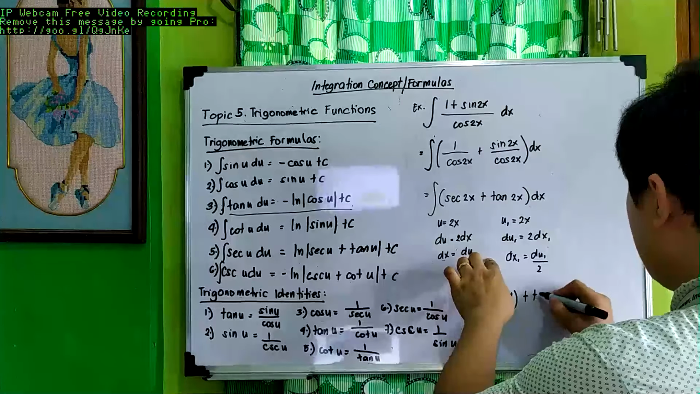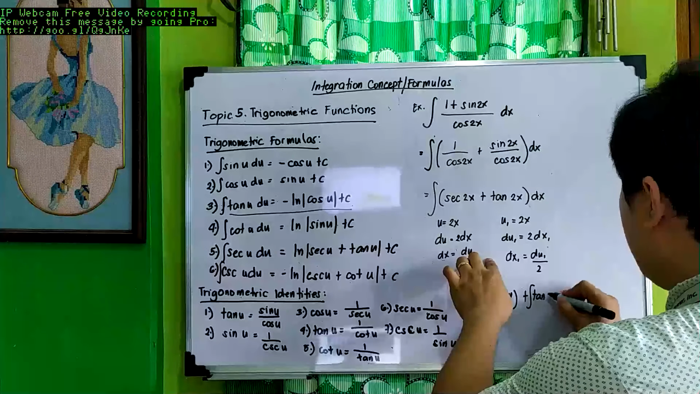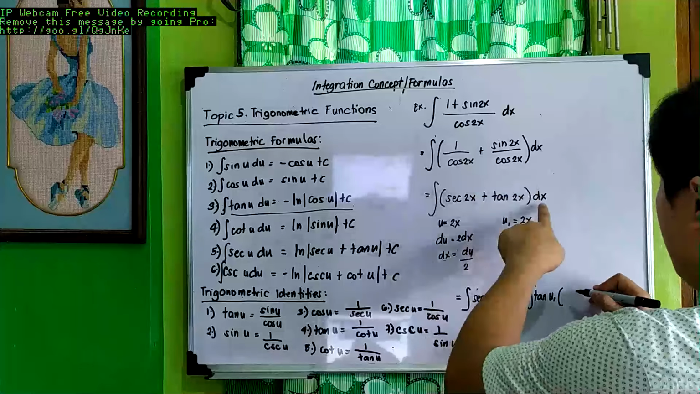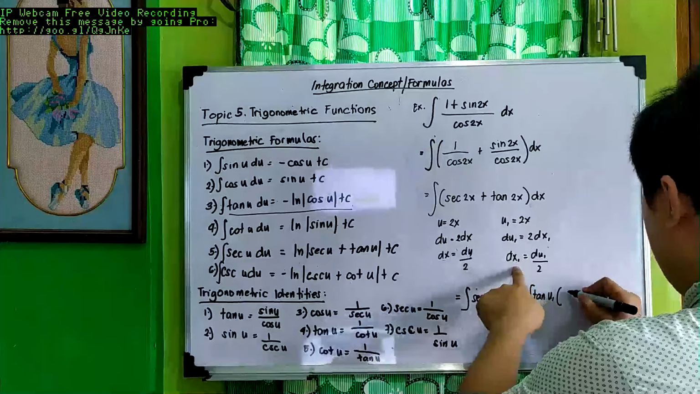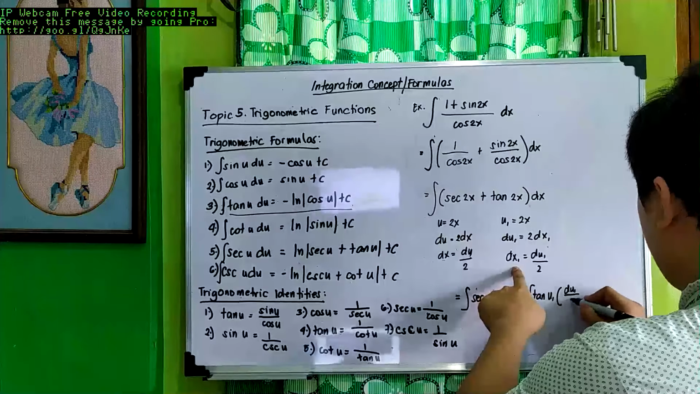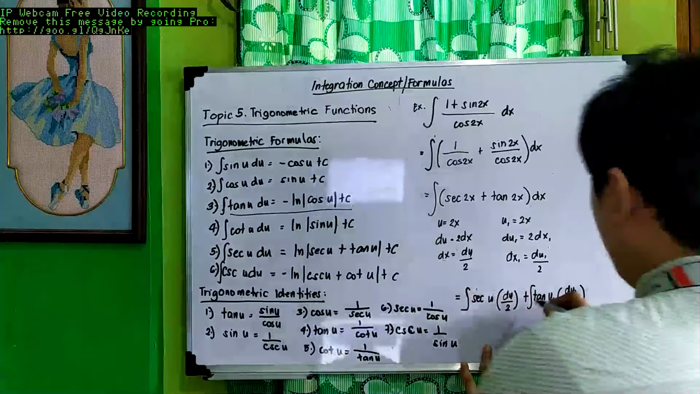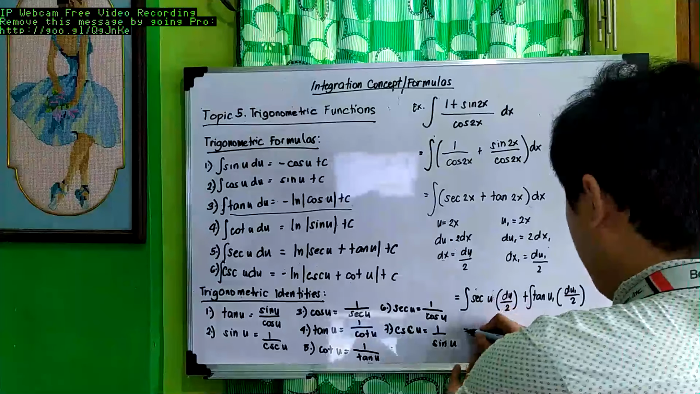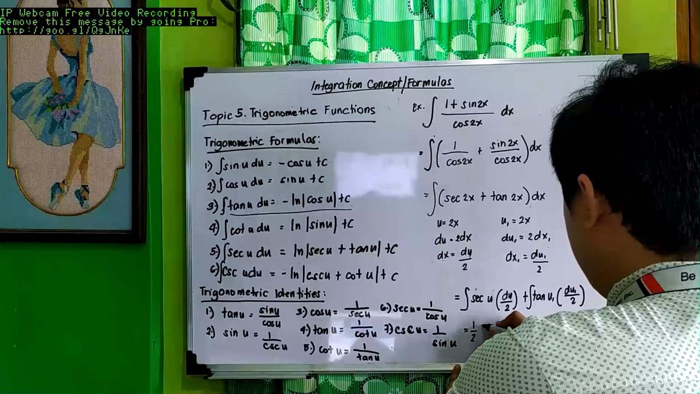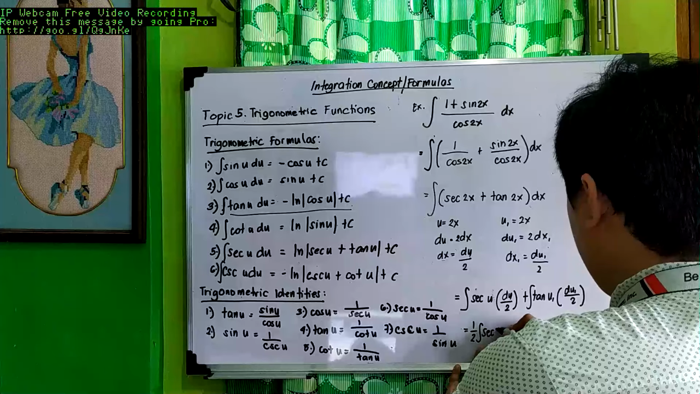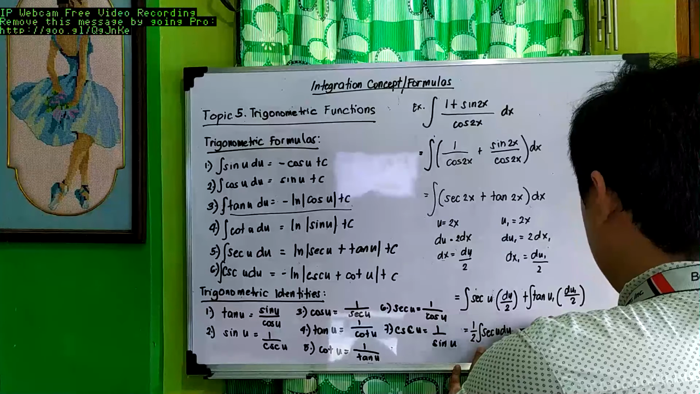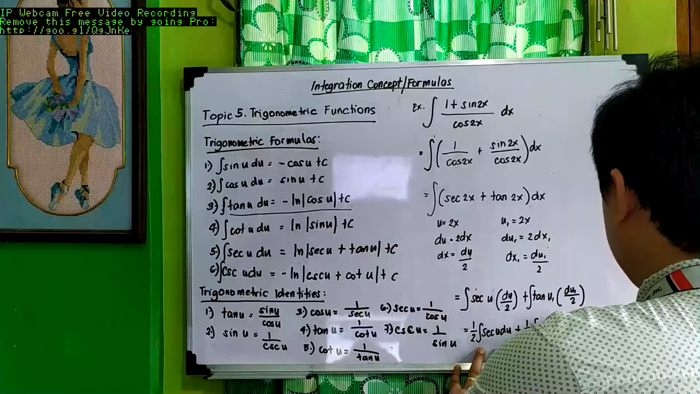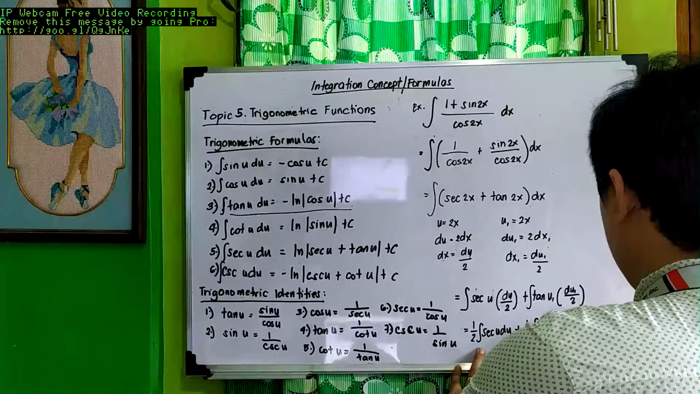Plus integral of tangent u sub 1. What is your dx? That is du sub 1 over 2. So we need to move the constant values outside the integral sign. So therefore, you will have 1/2 integral of secant u du plus 1/2 integral of tangent u du.